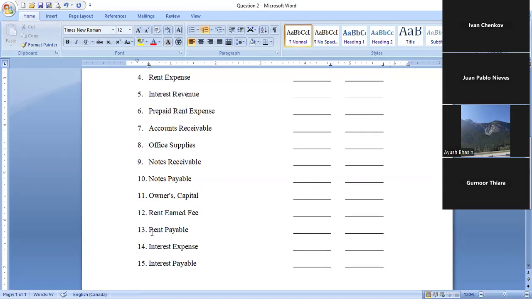Next one. Interest expense. Expense account, yes. Normal balance, debit. Why are not many people involved here? Give me more practice. This is the free environment. I want to see how you're responding to this. Interest payable. Liability, credit, yes. Good.